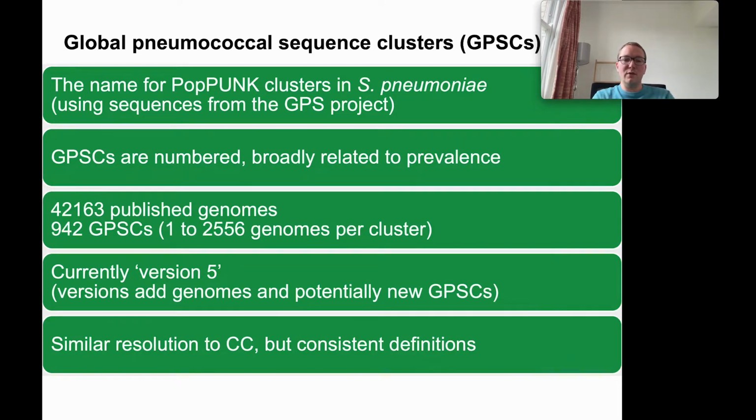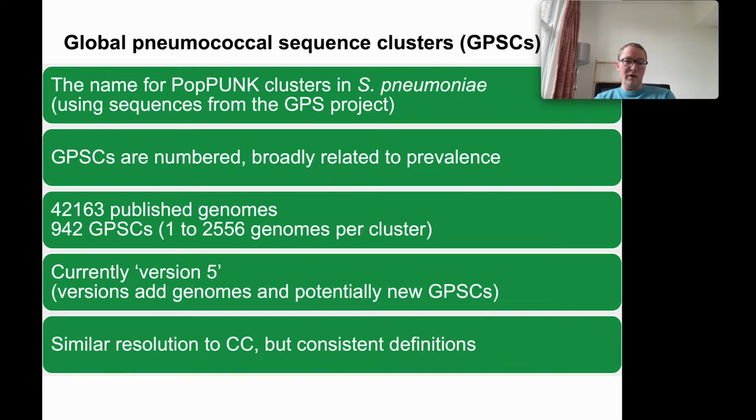I'd also like to distinguish PopPUNK, which is the bit of software and the general method, from the particular clusters or strains that result from that, which are Global Pneumococcal Sequencing Clusters, or GPSCs for short. These are numbered from 1 upwards, roughly, although not exactly. The smaller numbers tend to be larger, so GPSC1 would be the biggest one.